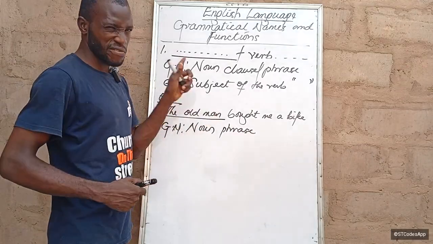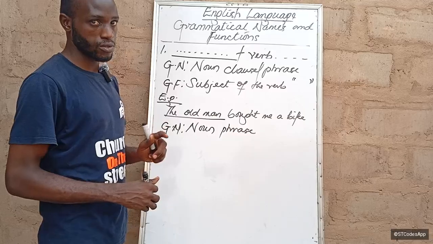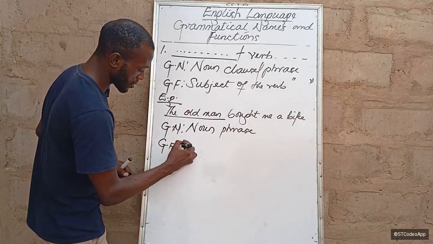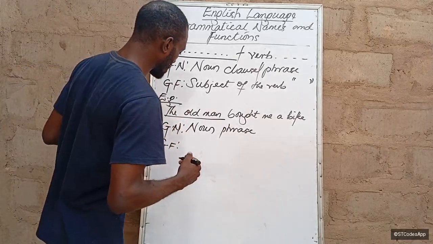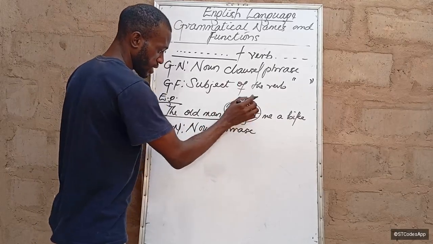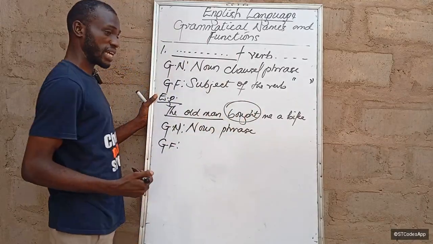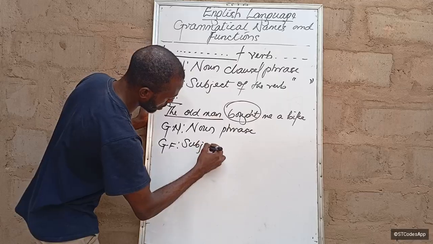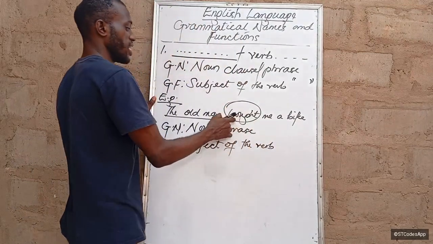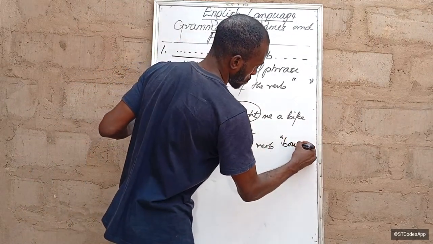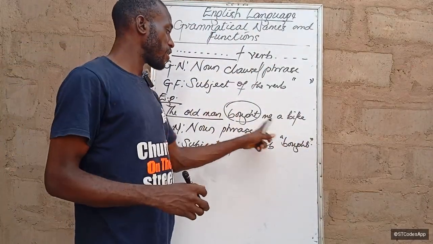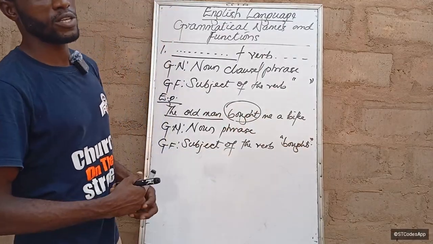This structure here is a phrase and not a clause. Okay? Why? Because there is no verb inside here. Now, what will be the grammatical function? Because it is coming before this verb here, this is our verb, keep that in mind, it's going to be the subject of the verb. Which verb here? It is the verb "bought". So this is the way to write your answer in WAEC. Subject of the verb, you write that verb in inverted commas or quotation marks.